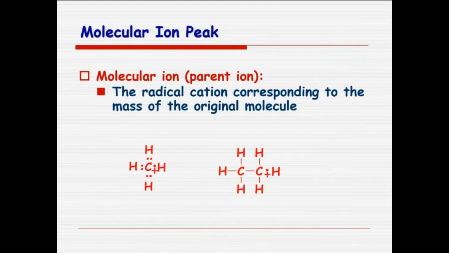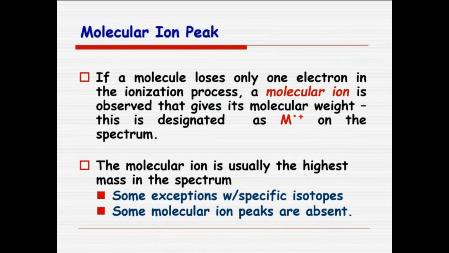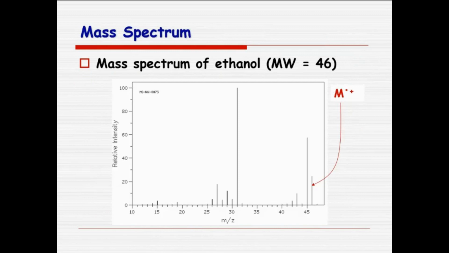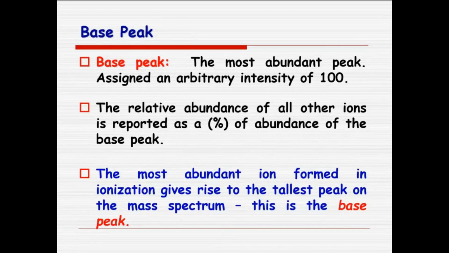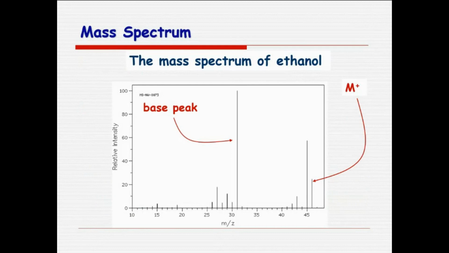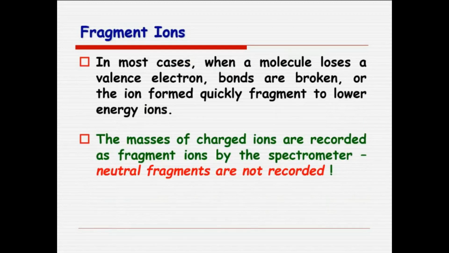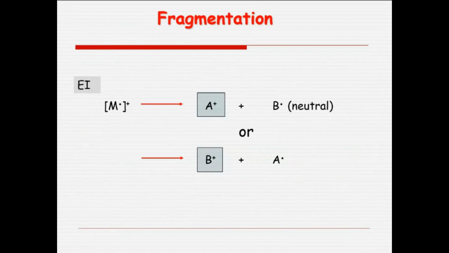Okay. So the highest mass is the molecular ion peak, then you have the base peak. The base is the most abundant peak. It is given the arbitrary intensity of 100. As I told you, it is the tallest peak in the mass spectrum. So this is the base peak. Now all the other ions which are formed other than the molecular ion peak and base peak are known as fragment ion peaks. The base peak is also one of the fragment ion peaks. Sometimes the molecular ion peak becomes the base peak.